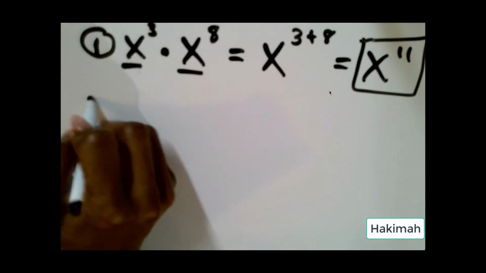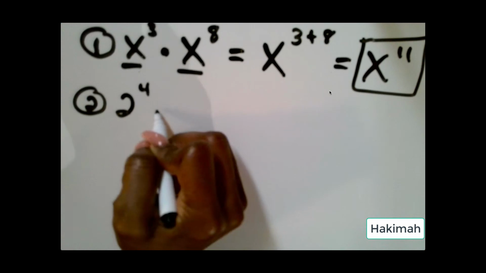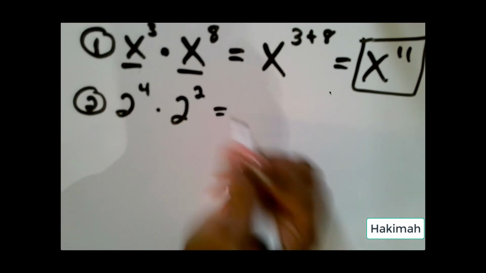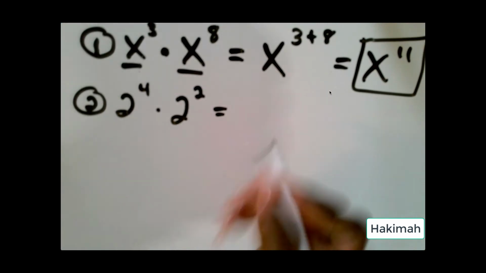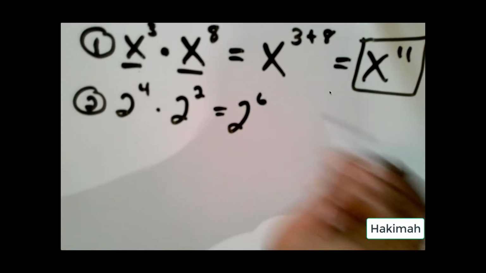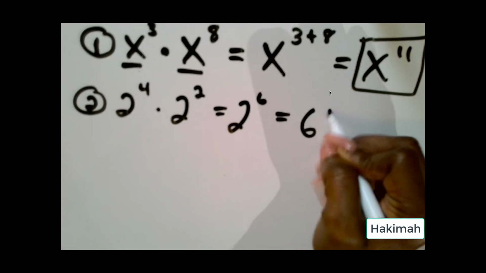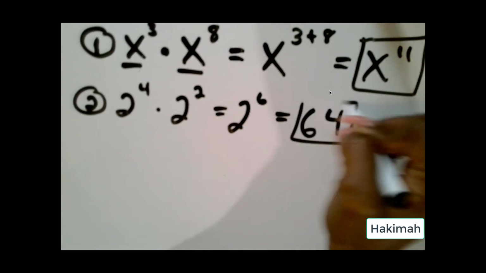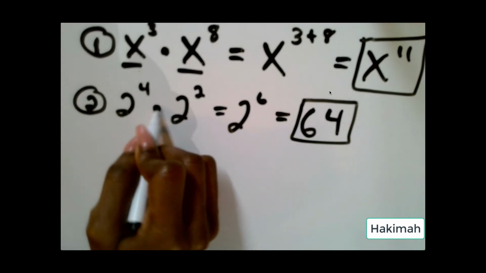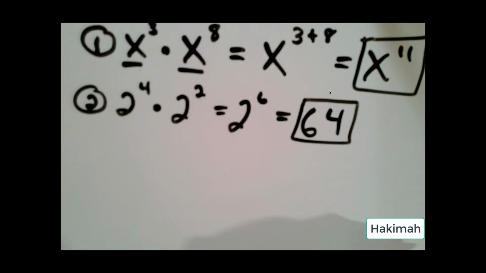Example number 2. Let's say we have 2 to the power of 4 times 2 to the power of 2. Again, we are multiplying with the same base. Keep our base and add our exponent. So I have 2 to the power of 6. This simplifies to 64. Okay, very simple. Remember, multiplying with the same base, keep that base and add those exponents.